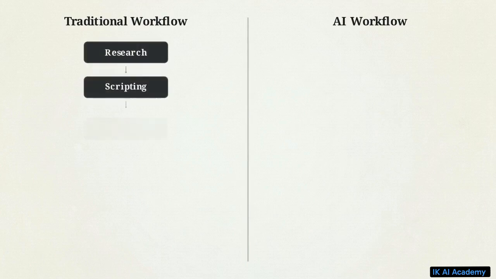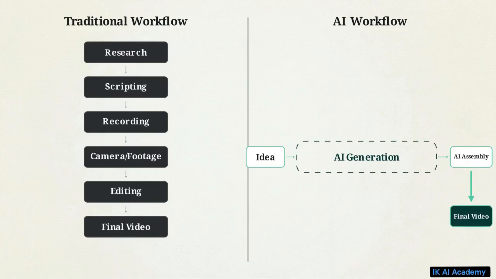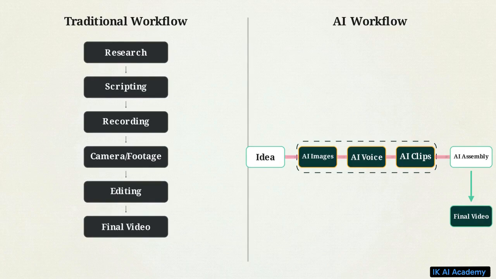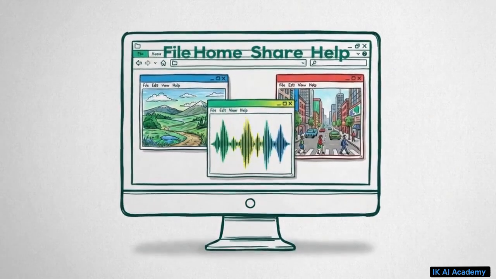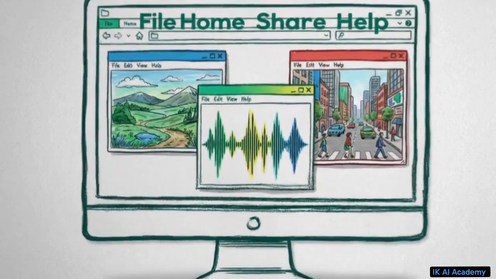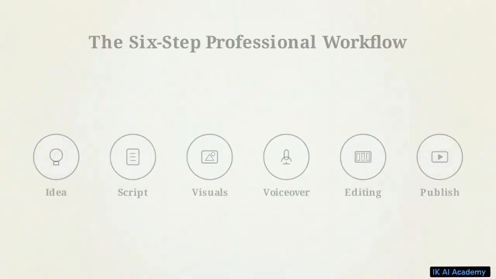On the left, the slow, traditional chain of production. On the right, the streamlined process we are building today, taking the isolated AI tools you've learned about and linking them into a single, highly efficient assembly line. In our previous lessons, we covered how to generate individual pieces of content, AI images, AI voiceovers, and AI video clips. Now we sequence them.